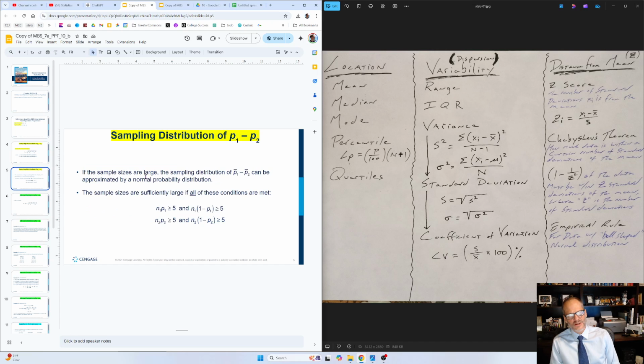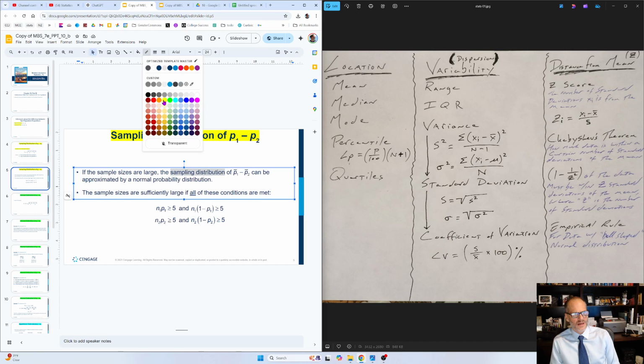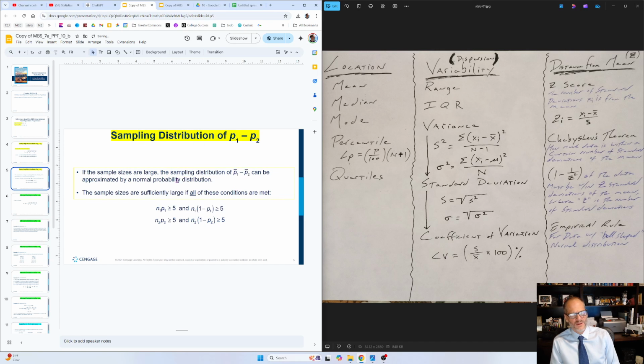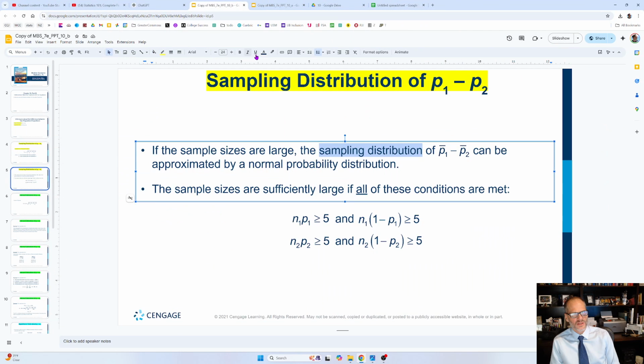If the sample sizes are large, we're talking about the sampling distribution of the difference between these. That's a pretty important key concept to get around your head: if you take enough samples, all of those samples are going to have a distribution, and that's the sampling distribution.